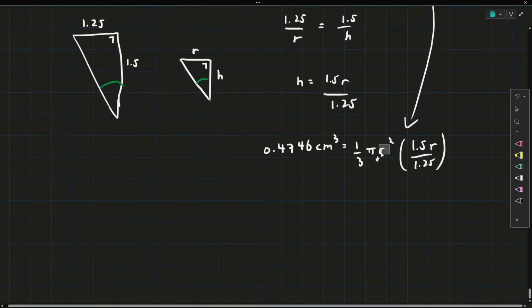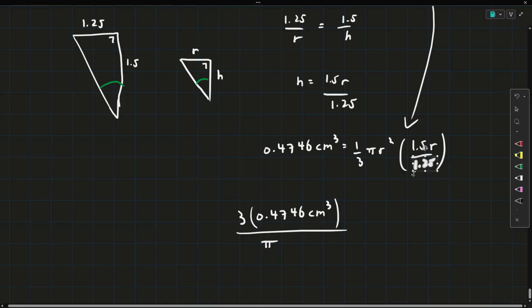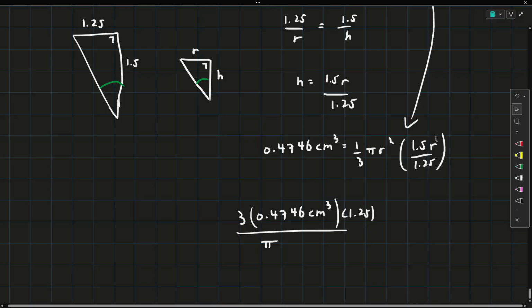So then, to get the r's by themselves, we can multiply the 3 up to the left-hand side. So I'm going to keep the left-hand side here. We're going to multiply it by 3. So let's bring the 3 up. We can divide it by pi, divide the pi down. And then we can multiply the 1.25 up. So we can multiply this by 1.25. And then we can divide the 1.5 down. So divide down the 1.5, so it's 1.5 times pi. And then on the right-hand side, we've gotten rid of all the numbers, so we just have r cubed.